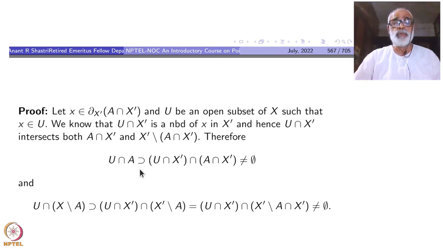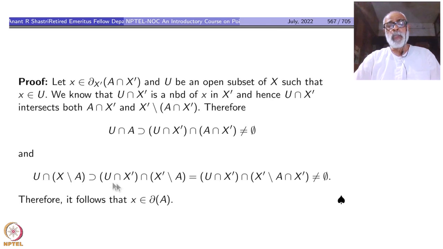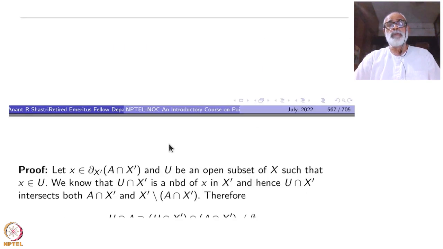What else we have to prove? We have to prove that its complement also intersects U, then it would be a boundary point of A itself inside X, right? So what is the intersection of U with X minus A? That contains U intersection X prime as well as the complement of A inside X prime. After all, it's X minus A. Those which are inside X prime and those which are not inside X prime, I have taken entire U intersection X prime. But the first part is U intersection X prime, the second part is X prime minus A intersection X prime. So one of them has to be non-empty, as we have seen. Therefore, it follows that x must be inside the boundary of A. So one way is true.